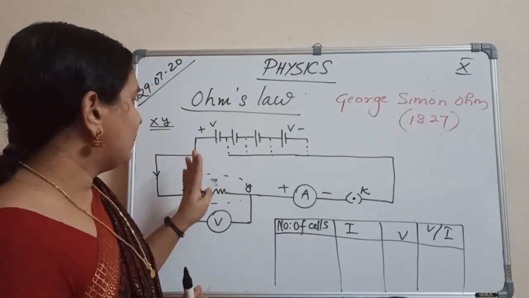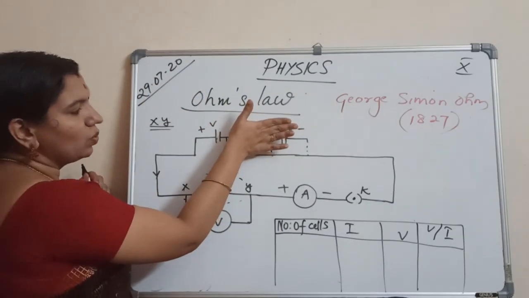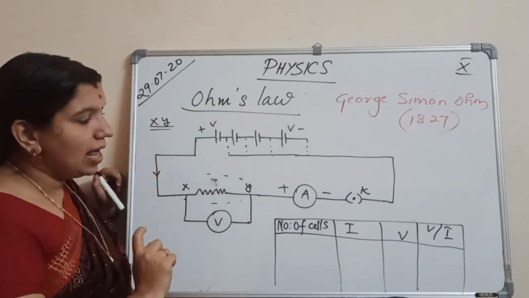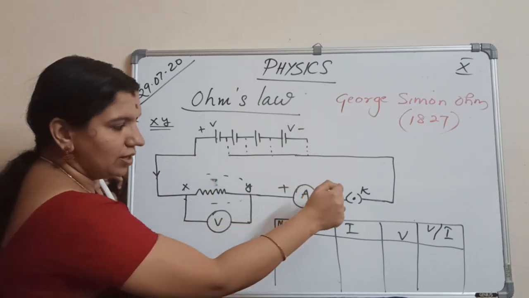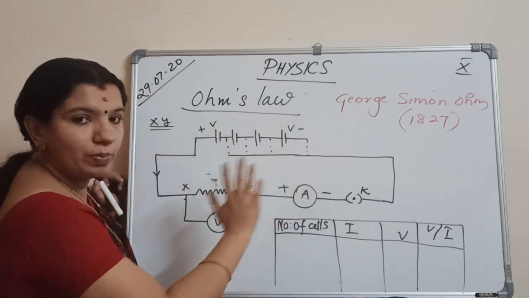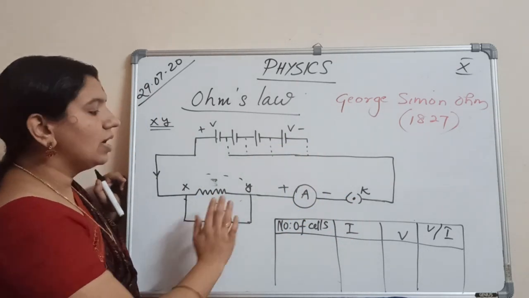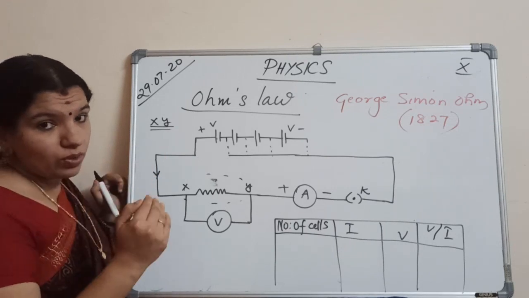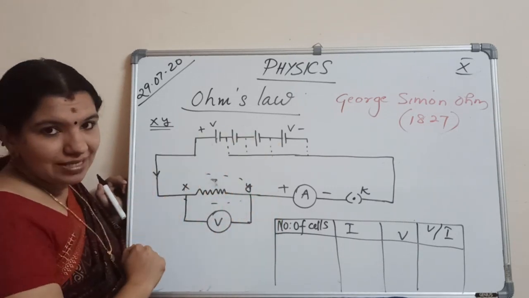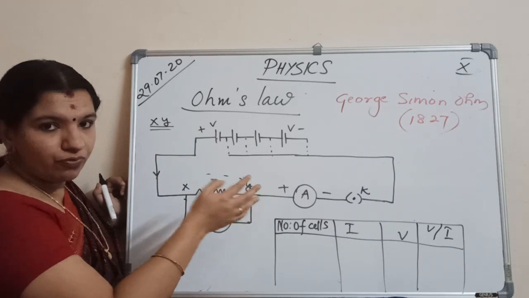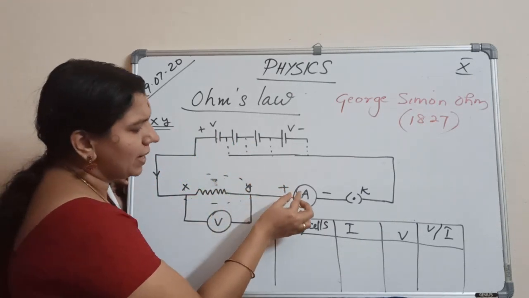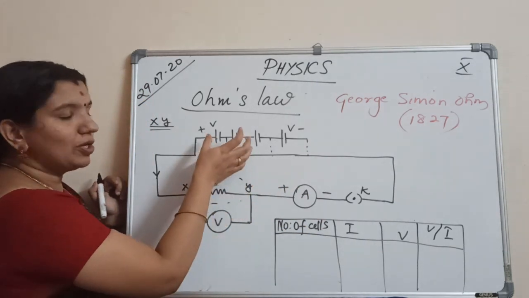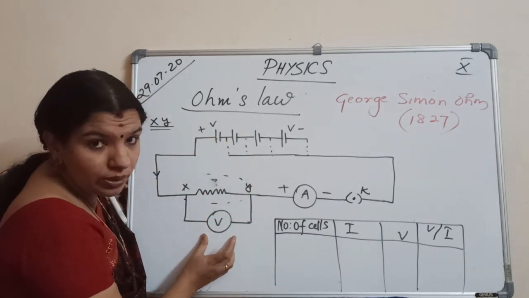So here what we are doing is, first we will use only one cell. Then we will switch on, the circuit becomes closed, and the current starts to flow. The direction of current is given here from the positive of the cell to the negative of the cell. At that time we can measure the current through the ammeter, and also the potential difference through the voltmeter.